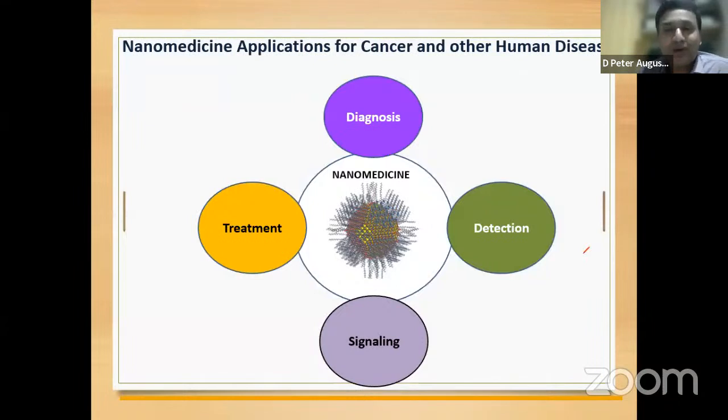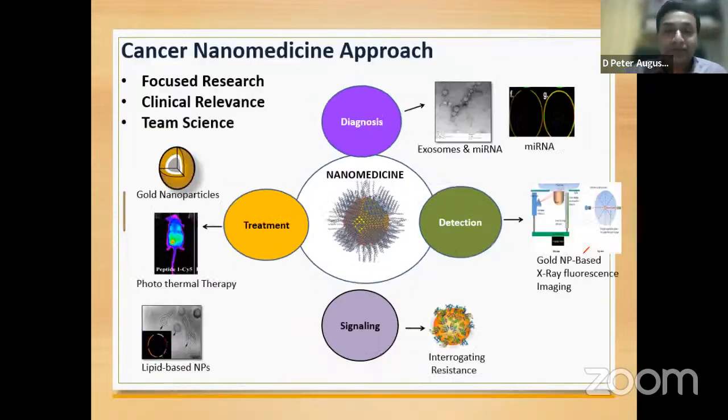Biomedical people have to help, physics people have to help, and chemistry people have to help. Yes, of course, the chemistry people, I forgot to mention. Then the computer science people, we are very big, because of us only they are able to measure it accurately. If we are not there, they can't do anything. So we can say computer science people are giving the best to the world actually: the treatment, diagnosis, detection, signaling, and treatment with the nanomedicine. Okay, fine. So focused research, clinical relevance, and team science.